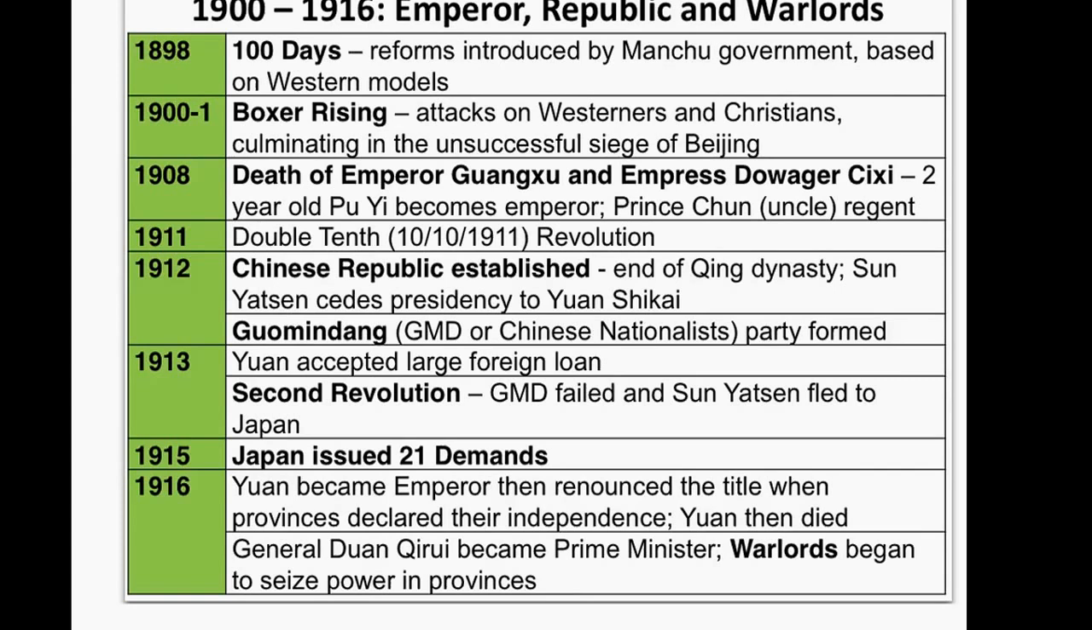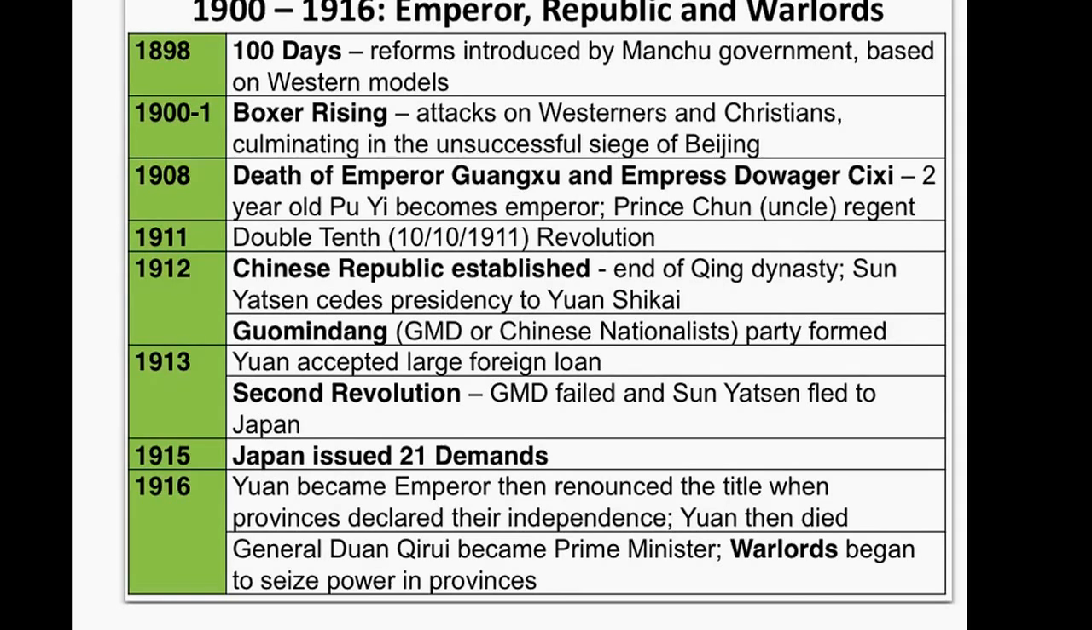By 1898, Imperial China was already weak. The Emperor Guangxu tried to introduce reforms based on Western models in 1898. However, the Empress Dowager Cixi rebelled against him and put him under house arrest. She then threw her weight behind the Boxer Risings. However, this led to further humiliation for China and having to pay massive reparations to the Western powers.